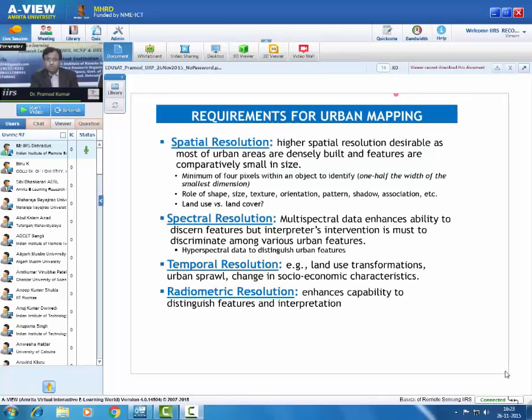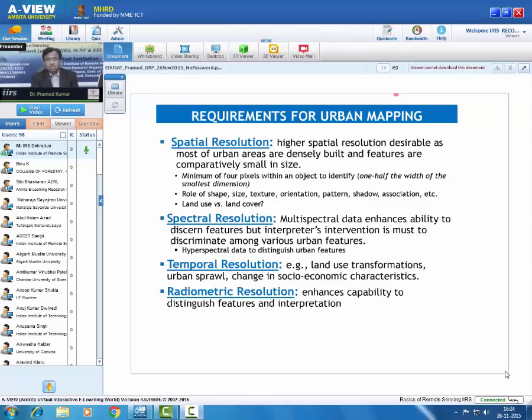Now let us go further and understand the technology first. When you look at remote sensing technology as such, we have a variety of resolutions, which I believe by this time you understand. There are four terms: spatial resolution, spectral resolution, temporal resolution and radiometric resolution.